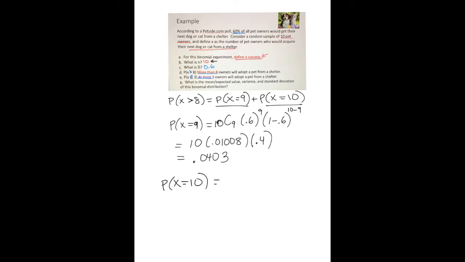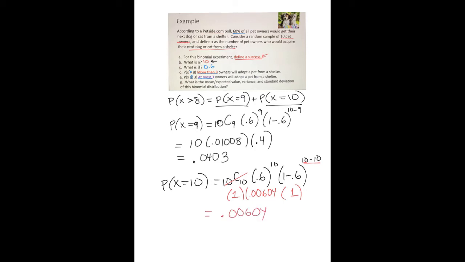So the probability X equals 10, we have 10 combination 10, 0.6 to the 10th, 1 minus 0.6 to the 10 minus 10. Now in this case, we can easily see what's happening here. We recall that anything combination itself is going to be equal to 1, so that goes away. 1 minus 0.6 to the 0 is also going to be equal to 1. So we only need to find what is 0.6 to the 10th, which is 0.00604.